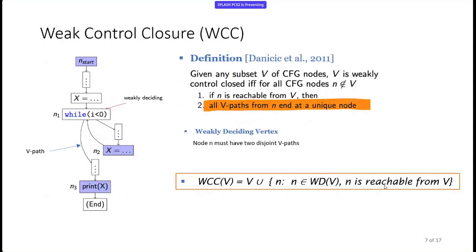Now, in order to compute this weak control closure, we know that if something violates condition 2, then there must exist two disjoint V paths in the control flow graph from some node N. If we have such a node N, which is called weakly deciding, then we can include it in the weak control closure of V. So the computation of a weak control closure of a set of nodes V reduces to the computation of the weakly deciding vertices.